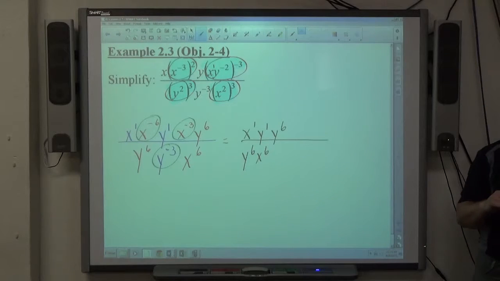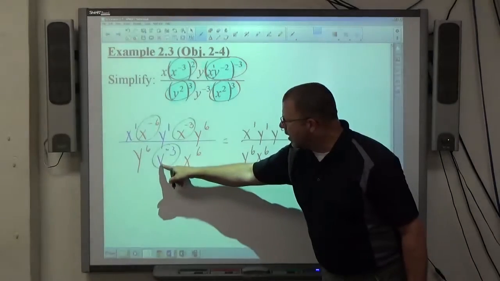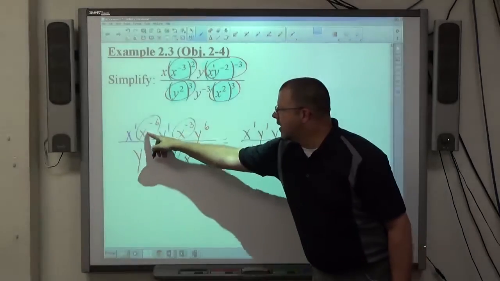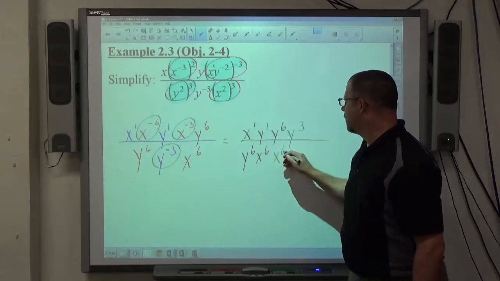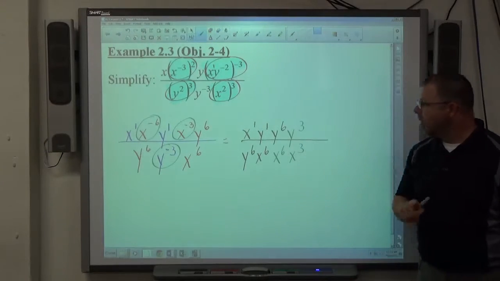Me personally, I go ahead and move everything that's not negative power first. Make sure I dealt with it. Then I move my negative power stuff. This y cubed on the bottom to the negative third belongs on top. This x to the negative 6 on top belongs on the bottom. This x to the negative third on the top belongs on the bottom. This happens a lot.